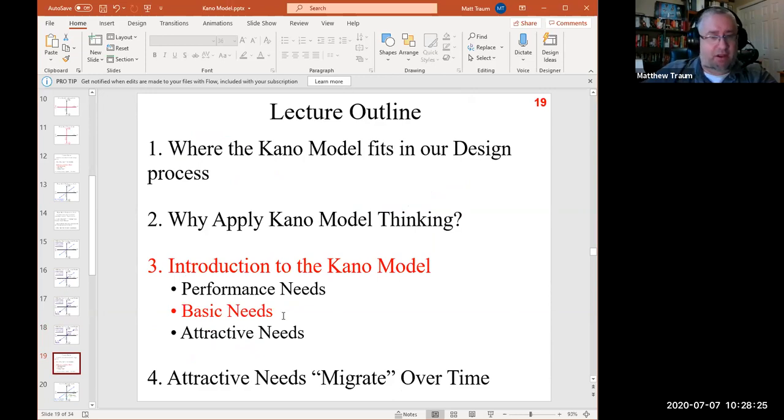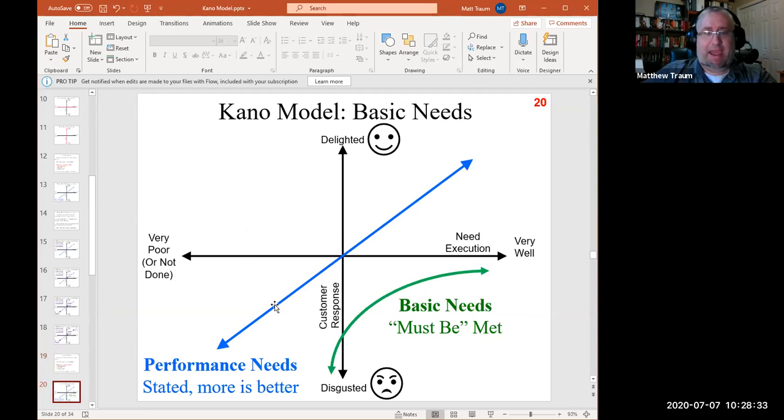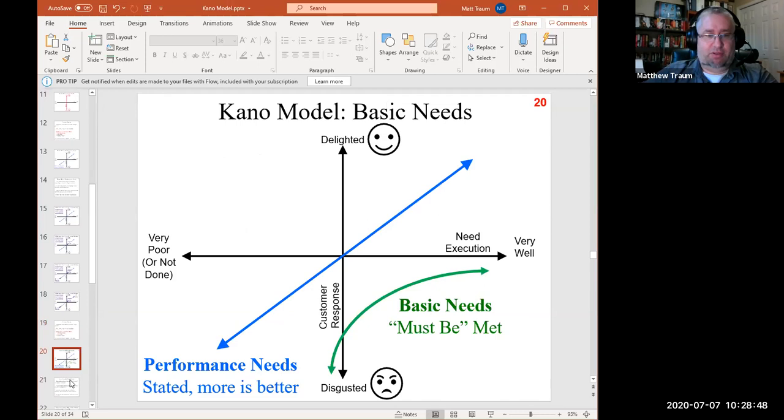Okay, so given no questions about performance needs, we're going to move on to the basic needs. So I'm going to bring up my same axis. I'm going to have the performance needs on there since we understand what that is now. And then I'm going to add this logarithmic asymptotic curve that represents the basic needs. And these are needs that must be met. So what does that mean?